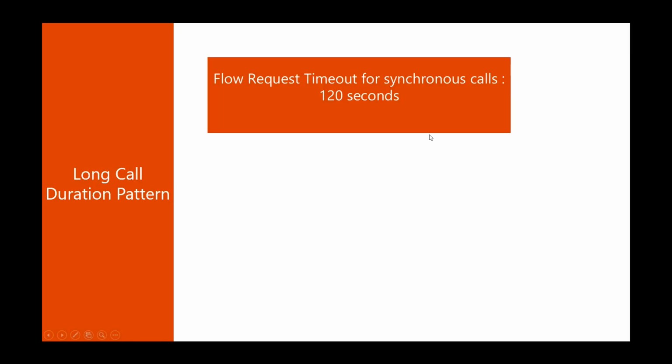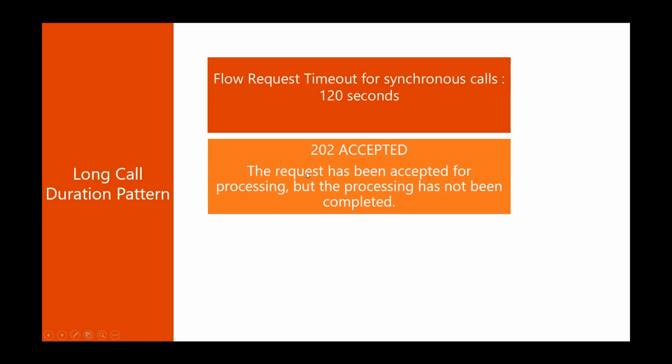Another pattern, the long duration pattern. What is that? Actually, you might have noticed that when Flow calls an external system, it times out after 120 seconds, so 2 minutes. Okay, so you call an API and then it takes a while, and then your flow times out, which is really annoying. And there's good news, because you can handle that.